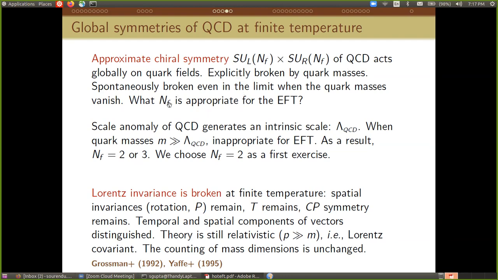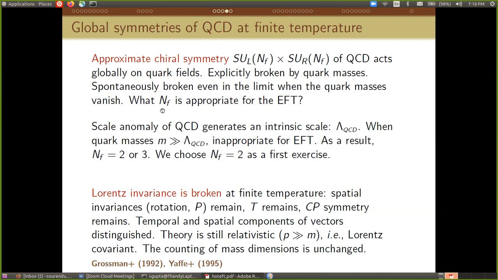Now you have to ask, what is the number of flavors? What is it that you want in your EFT? In order to answer that, you have to remember that the scale anomaly of QCD generates an intrinsic scale, which we call lambda QCD. There's a scale in the quantum theory. And when the quark masses are much larger than lambda QCD, then they are not part of this chiral symmetry, so you don't want to retain them in the effective field theory. So you can choose NF equal to 2 or 3. And in this talk, I'll choose it to be 2, because it's simpler, because it's the first exercise.